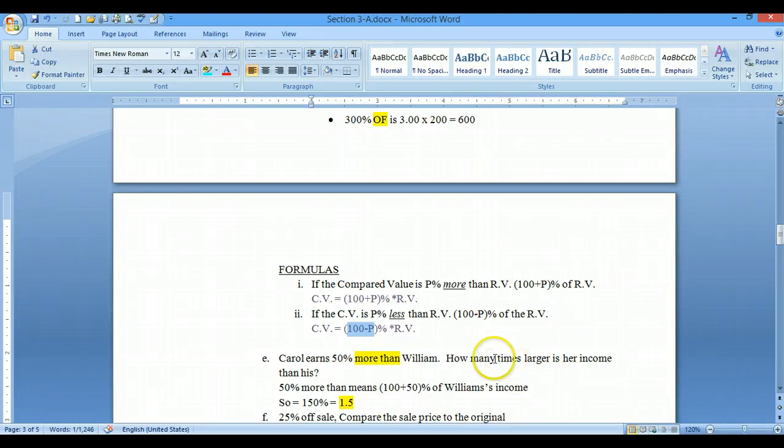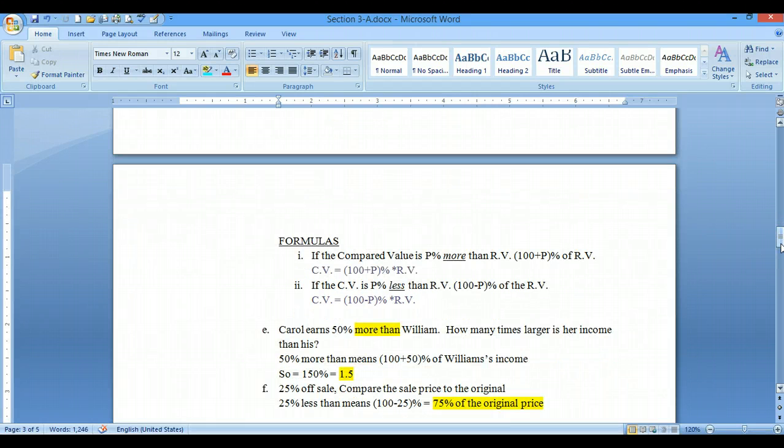Okay, Carol earns 50% more than William. How many times larger is her income than his? So 50% means that I need to add 100 plus 50, because it's more than, of William's income. Changing that to a decimal is 1.5. That is what I times William's income by to get how much Carol would earn. Oh, here's our 25% off sale, comparing the sale price to the original price. I'm not going to go very far because we already talked about it. Oh, there's the answer. So if I have a 25% off sale, I do 100 minus 25, and I pay for 75% of the original price.